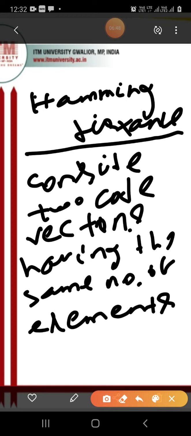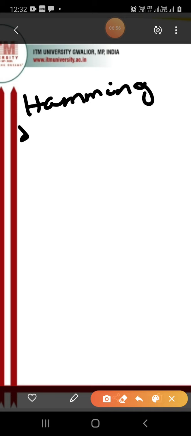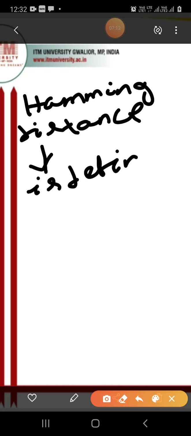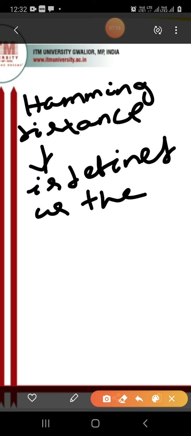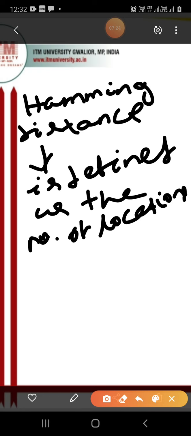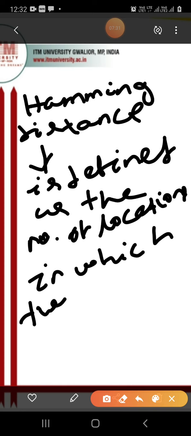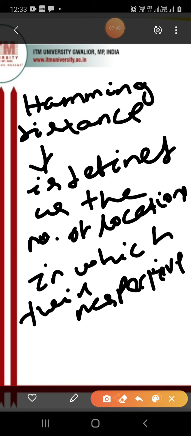So the Hamming distance, or simply the distance between two code words, is defined as the number of locations in which their respective elements differ.